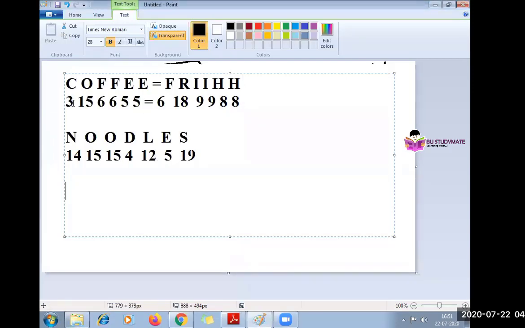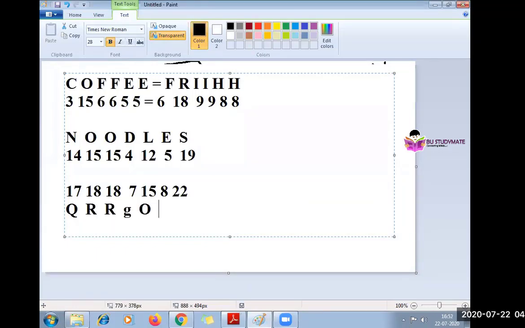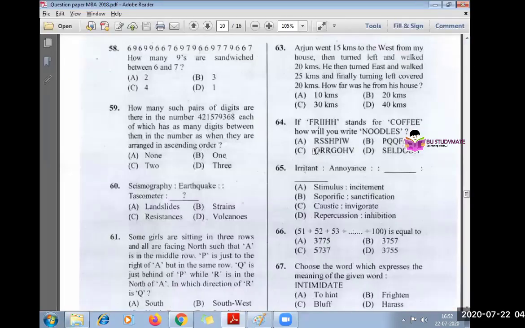So what they have done is they have added 3 to each and every number. So by doing so, we'll get 17, 18, 18, 7, 15, 8 and 22. So by writing the corresponding letters, what we have is Q, R, R, 7 is G, 15 is O, 8 is H and 22 is V. So QRRGOHV is the answer. Option C is the right answer. For question number 64, QRRGOHV is the right answer.